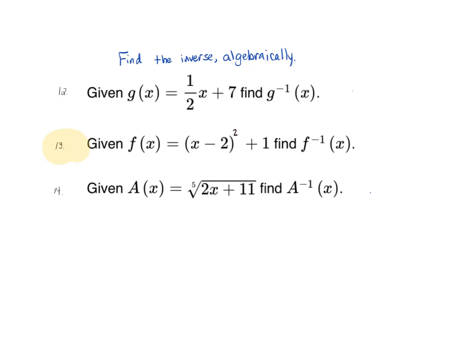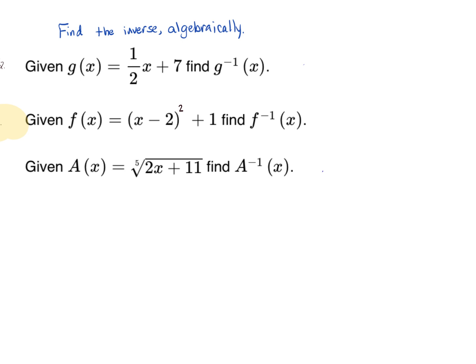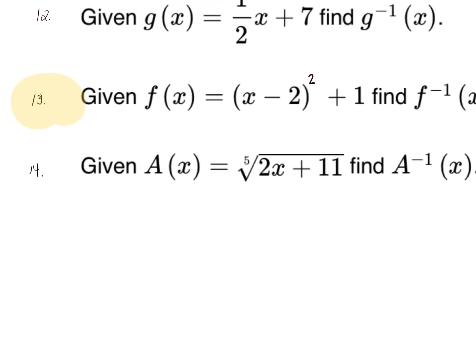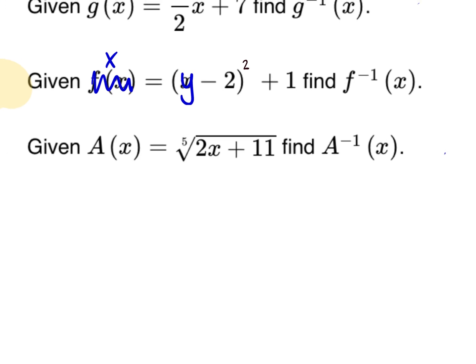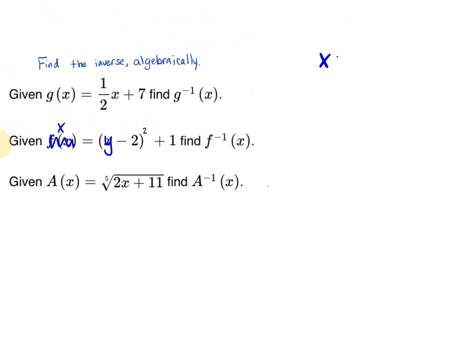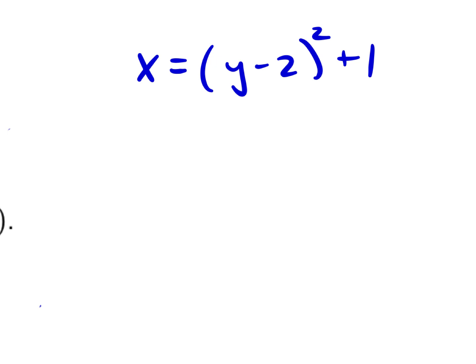So let's look at 13. We're going to find the inverse algebraically. So what's the first step we want to do to find the inverse? Change the x to y, or the f of x to x, and then the x to y. Awesome. We're going to flip our x and y. So f of x becomes x and x becomes y. I'm going to do it on the side over here. So we have x is equal to y minus 2 squared plus 1. Now what would we do next?